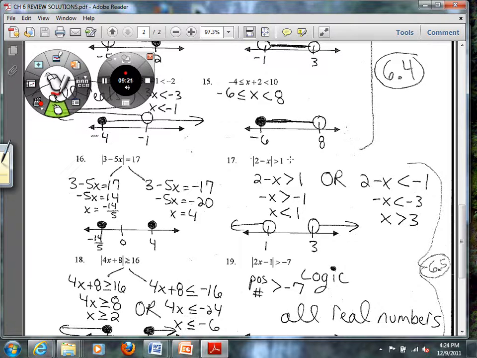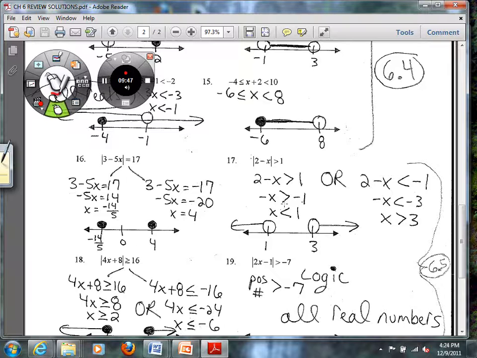Okay, on 17, you have your two cases. So the first case, you rewrite it without making any changes. Take away the bars. The second case, you rewrite it, you take away the bars, you reverse the inequality, and you change the sign. And then you solve it. So we subtract 2 from each side. So 1 minus 2 is -1. And then we divide by -1.